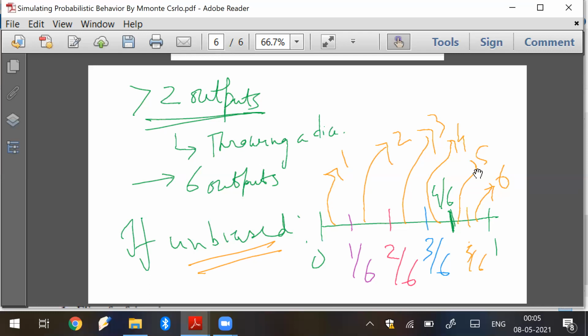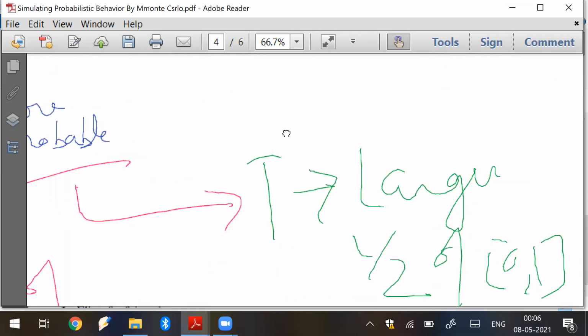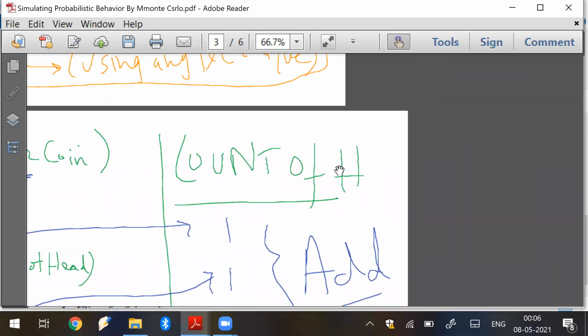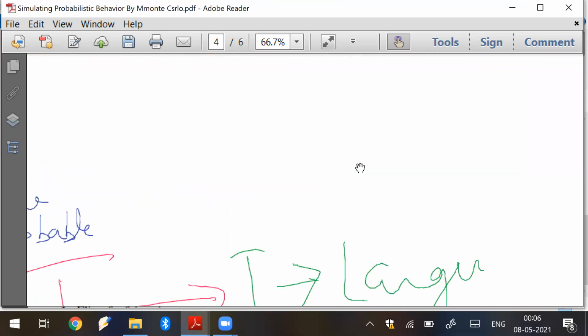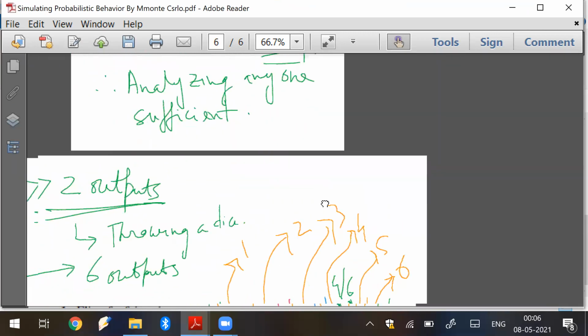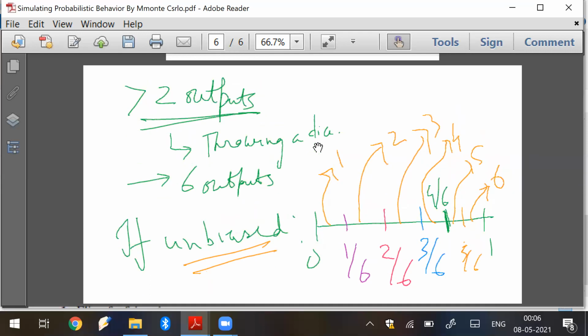For each of them, we will just go on adding, depending on what output you are getting. Here only the count of head was there, but as in dice throwing more than two outputs are there, so we have to count each of the outputs separately. Otherwise, we cannot analyze all the outputs, right? Once you do that, the same thing you can use to get the required probability, or the probabilistic behavior which you are generating via this algorithm.